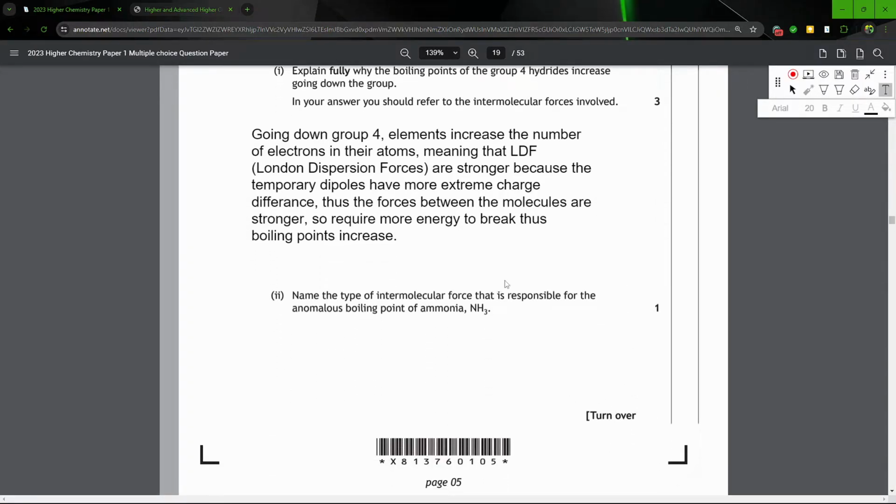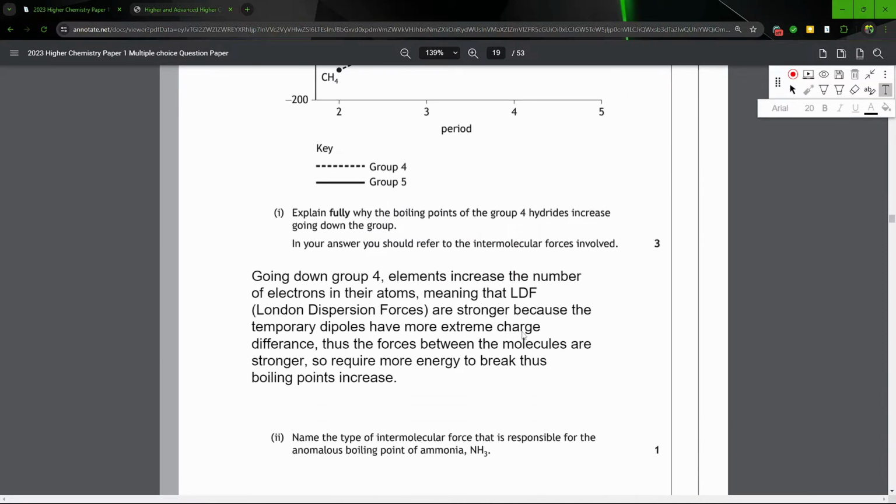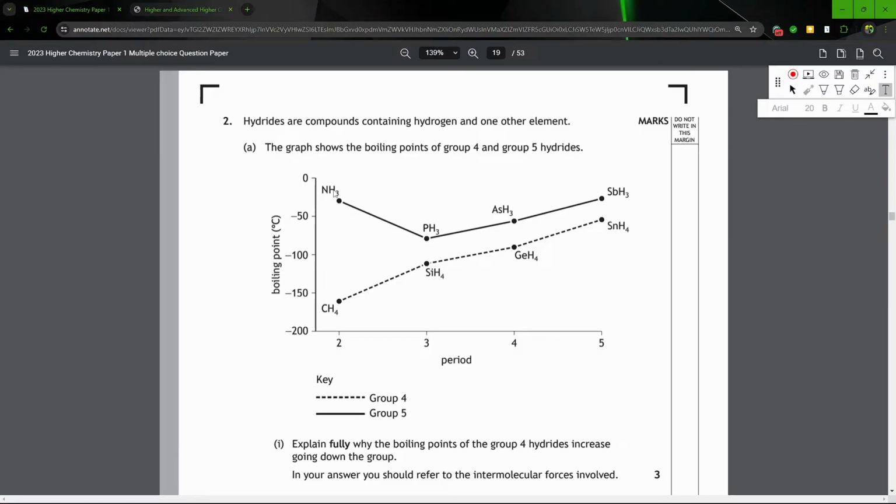But name the type of intermolecular force that is responsible for the anomalous boiling point of ammonia, NH3. So yeah, you look at this, ammonia is way higher than it should be because all these are kind of straight lines. Ammonia should be down here and then increase, but it's way higher than it should be.